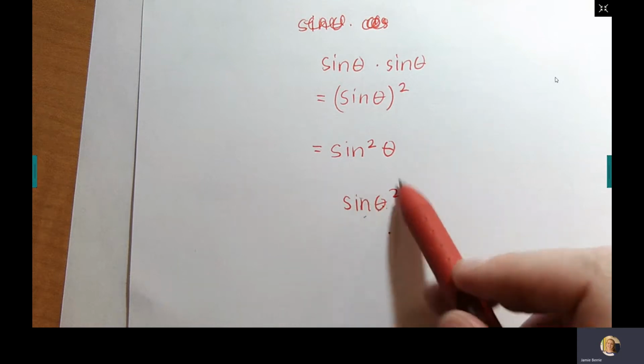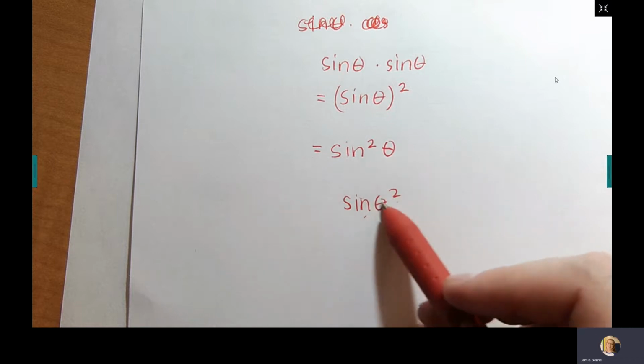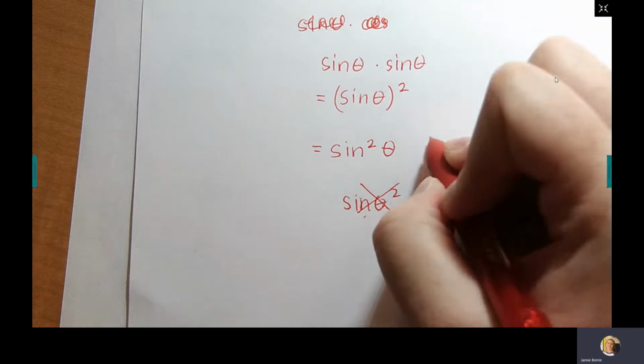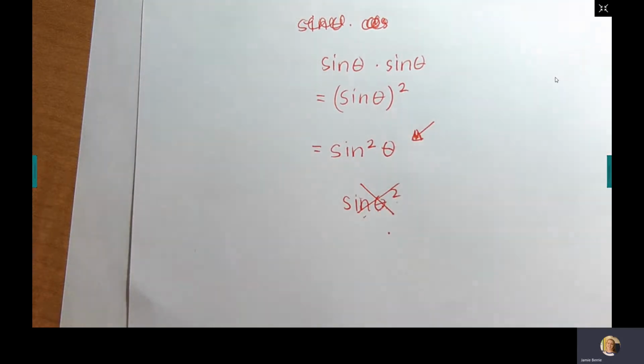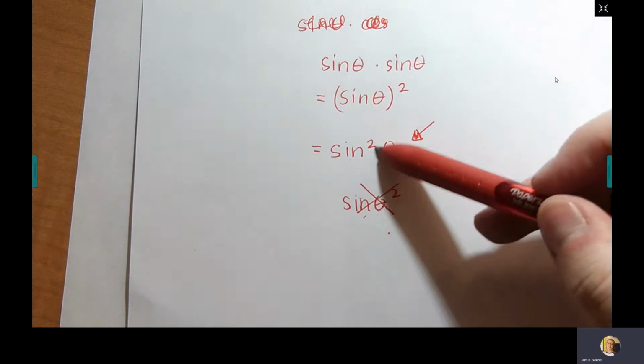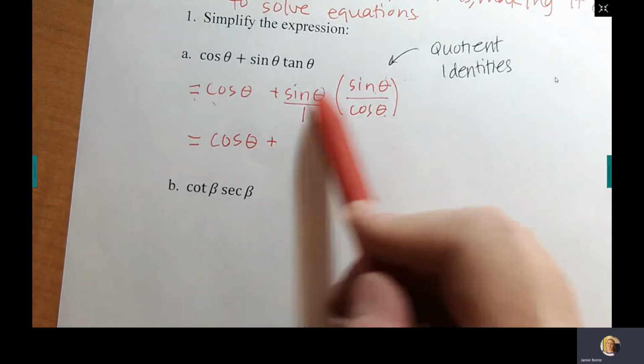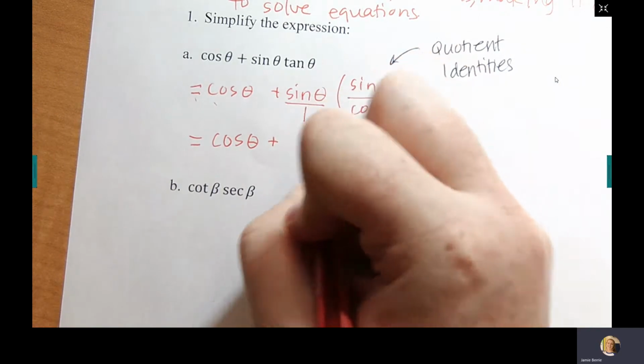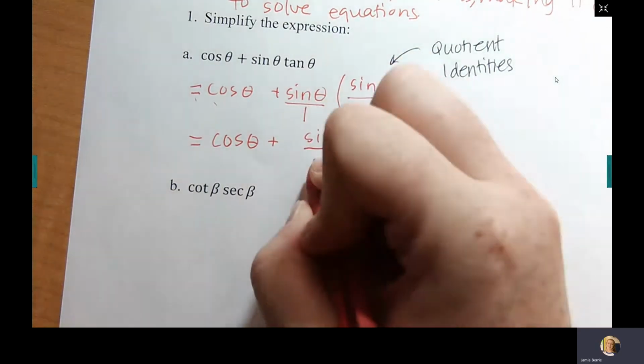So you want to make sure that the squared is on the sine and not on the angle, so don't do this. All right, so this is the notation that we will use for cosine or sine or any trig function raised to a power. So we always write the little exponent on the trig function. All right, so sine times sine is sine squared. So sine squared theta. 1 times cosine is just cosine theta.